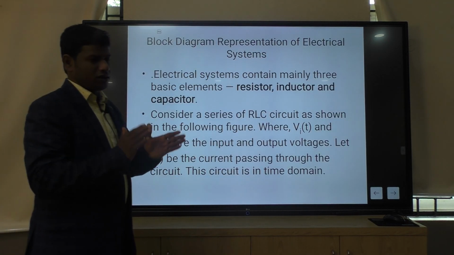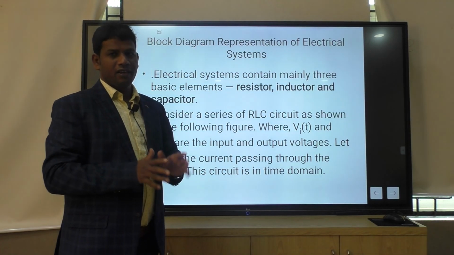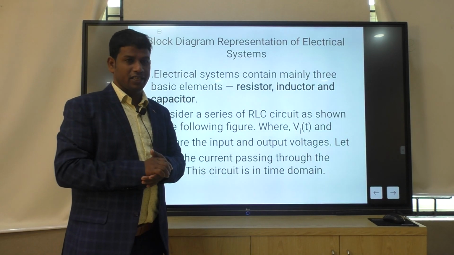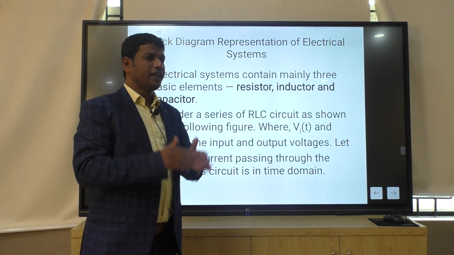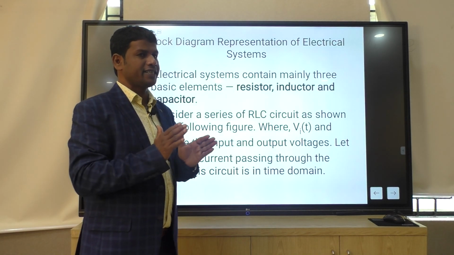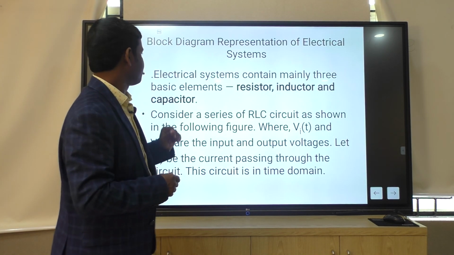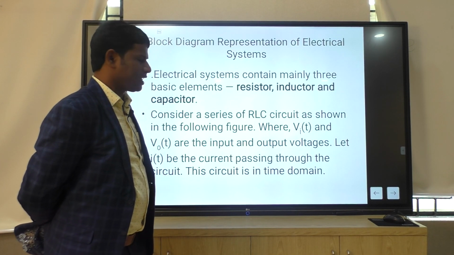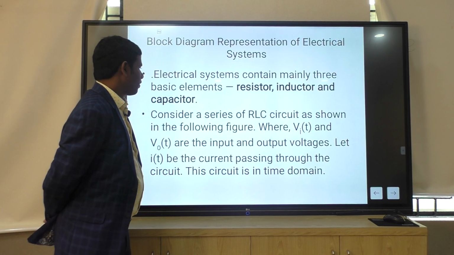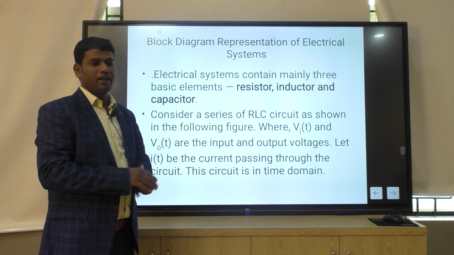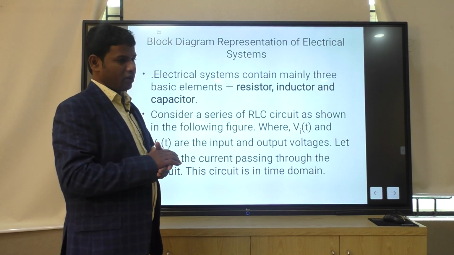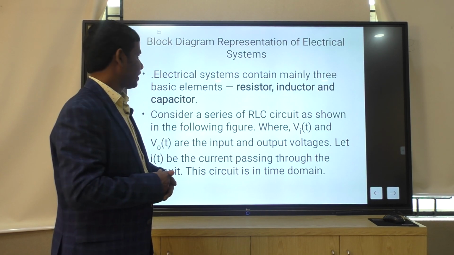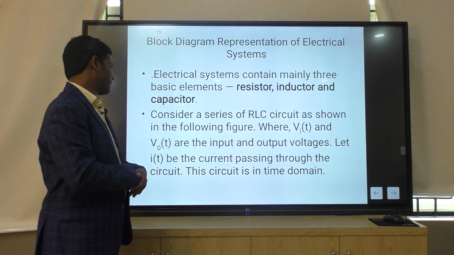Now let us discuss how to draw the block diagram. The topic is block diagram representation of an electrical system. In the field of electrical engineering, there are many electrical systems. So how do we represent an electrical system in the form of a block diagram? That is our topic. Remember, an electrical system mainly contains three basic elements: resistor, inductor, and capacitor. Any electrical circuit must be a combination of resistors, inductors, capacitors, or sources, voltage source or current source. So if an electrical circuit is given, how do you draw the block diagram?